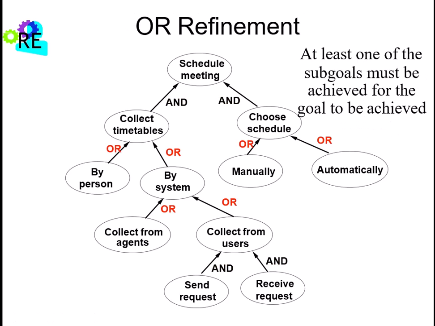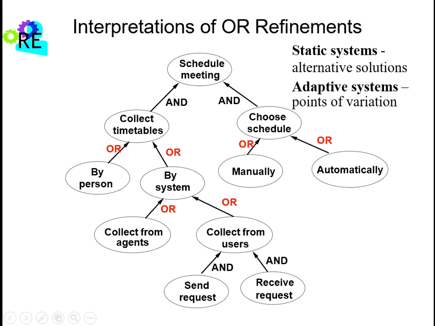And these are options. For collect timetable, we might achieve this goal by person or by system. So these two are not mandatory, but the option is there. So in OR refinement, at least one of the sub goals must be achieved for the goal. So in OR there is an option, and both the sub goals are not mandatory.